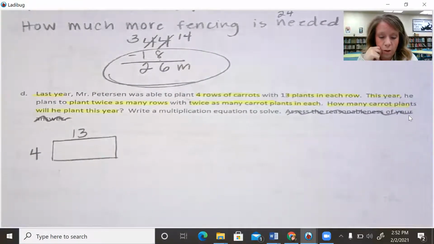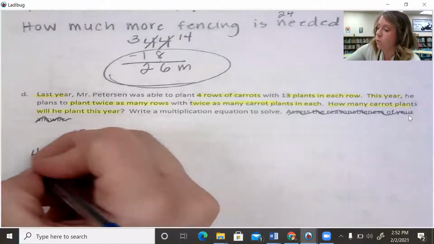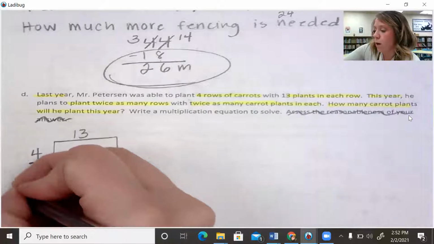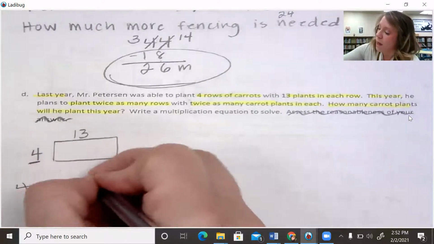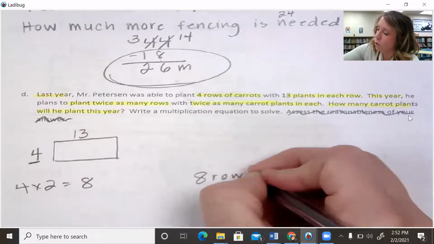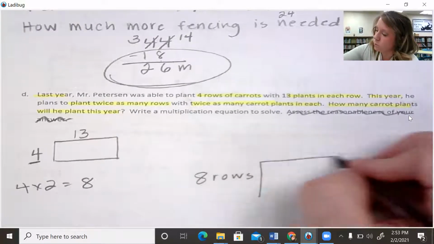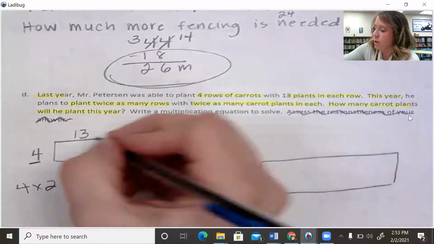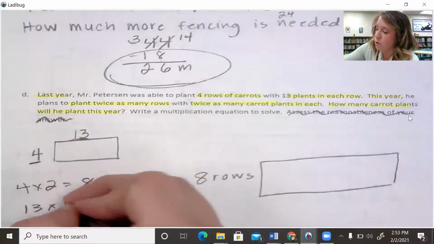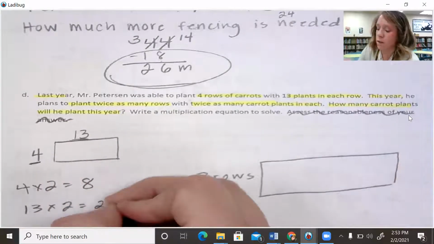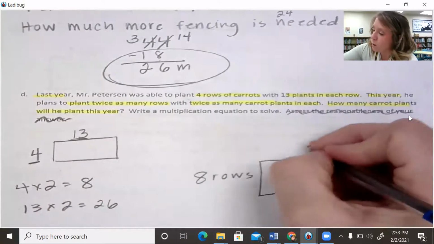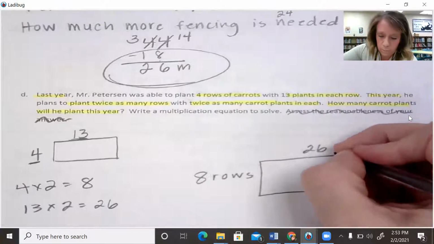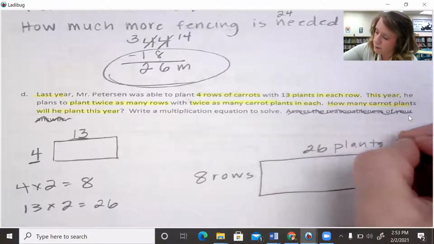This year, he wants twice as many rows. Last year, he had 4 rows. So to figure out twice as many, I do 4 times 2 equals 8 rows. So 8 rows. And he wants twice as many plants in each. Last year, he had 13. This year, we want 13 times 2 to give me 26. So 26 plants in each.